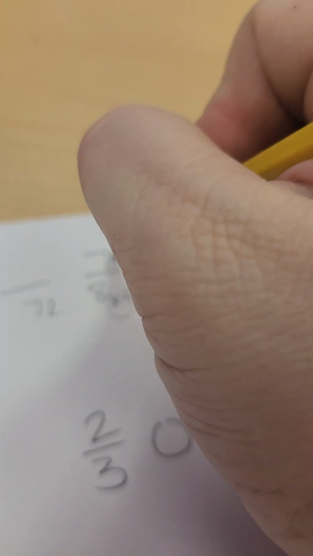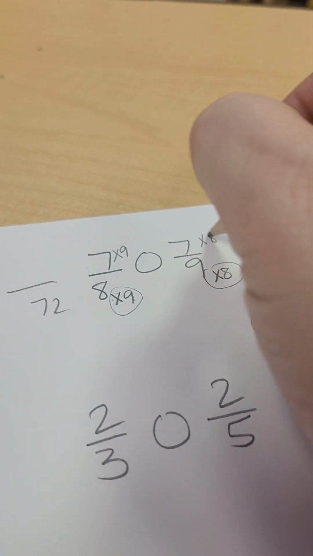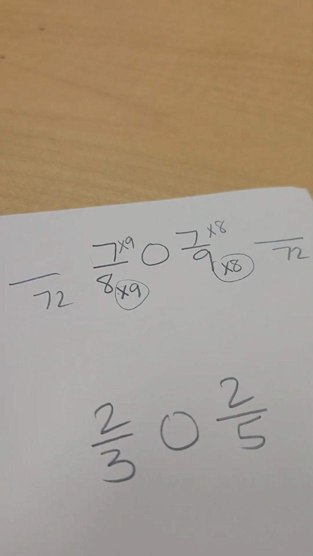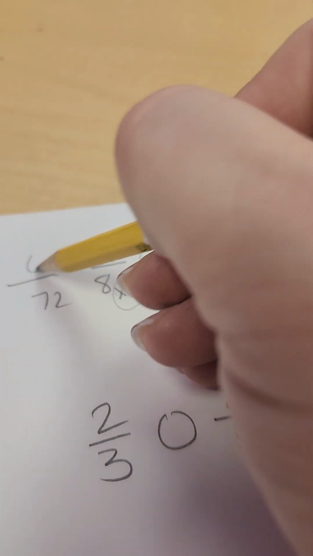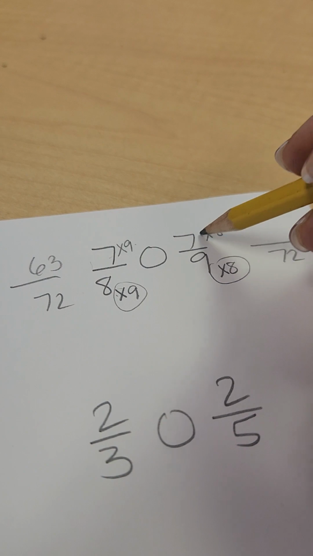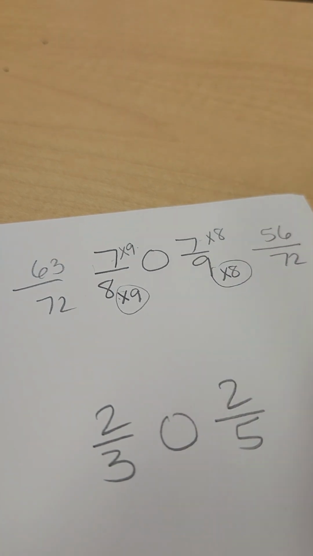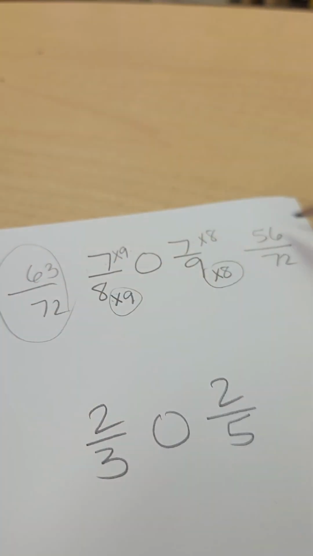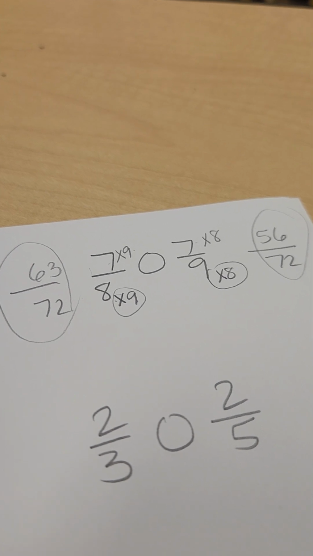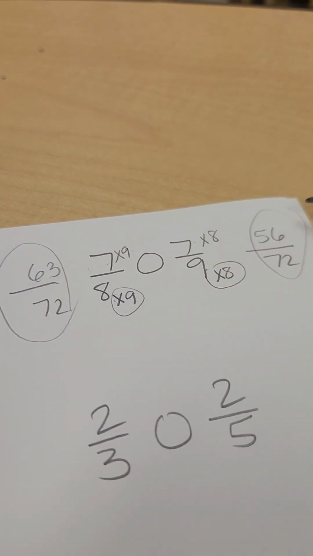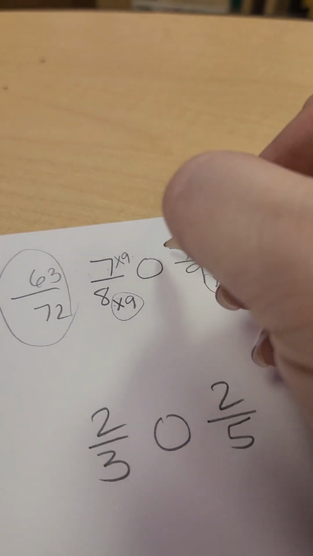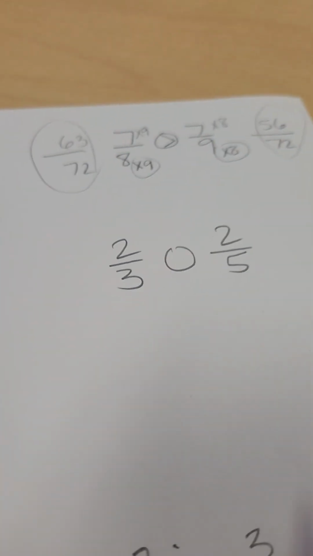So for this fraction, I multiplied by 9. And this one I multiplied by 8. And 7 times 9 is 63. And 7 times 8 is 56. And I'll be comparing these two fractions. 63/72 is bigger than 56/72.